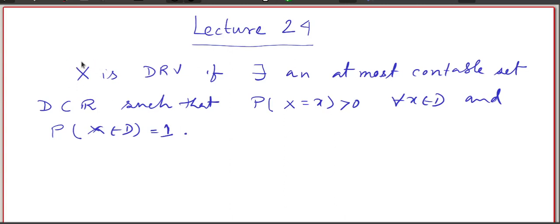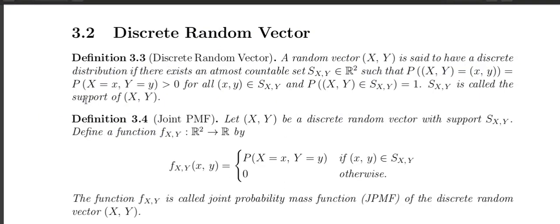Now using the same thing, we can give the definition of the discrete random vector. The only change is this: instead of D, which was the support of the discrete random variable and was a set in R, now I have a subset of R square. So this sign will be subset. I am sorry for this typo. So a random vector (X,Y) is said to be a discrete random vector.